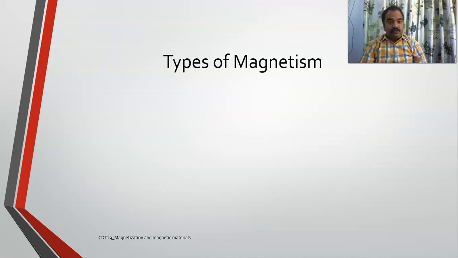Now, we'll go back to the types of magnetism. I hope now you have understood that magnetization is measured in terms of M.